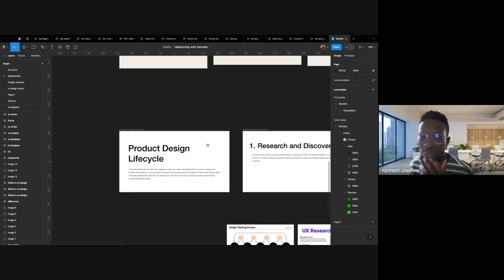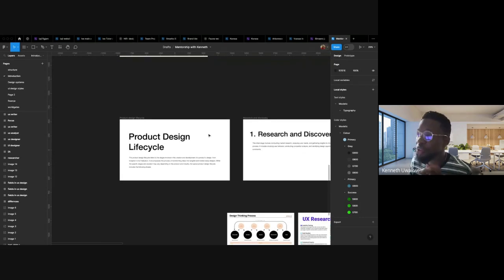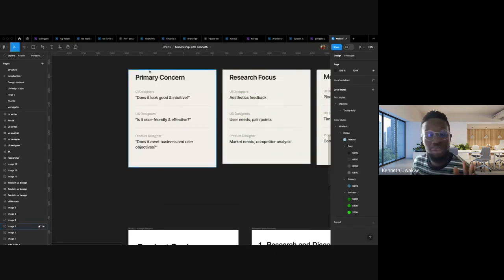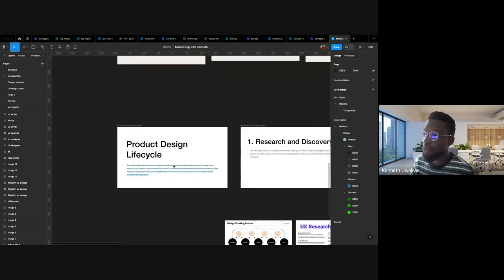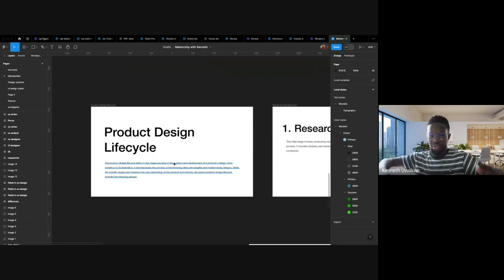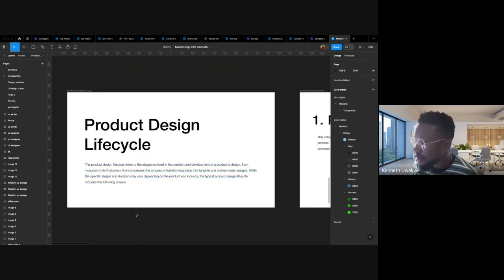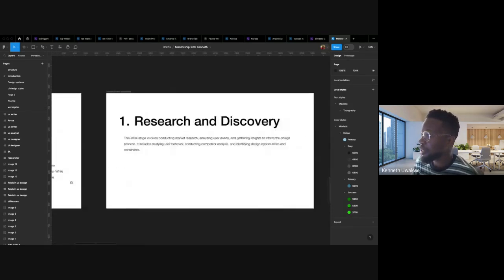All right. The next thing we're going to talk about is the product design life cycle. Recall I've already introduced you to product design. So let's talk about the life cycle of a product design. What I mean by that is the stages the designer goes through in product design. The product design lifecycle refers to the stages involved in the creation and development of a product design from inception to its finalization. Let's move on quickly because of our time.